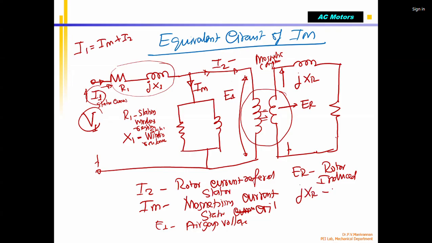jXR is called the rotor reactance, because there is an inductor. Again, the rotor is also a coil, so it has a resistance. This is called RR, the rotor resistance. The whole thing is called the equivalent circuit of the induction motor. It basically works on the basic principle of a transformer.